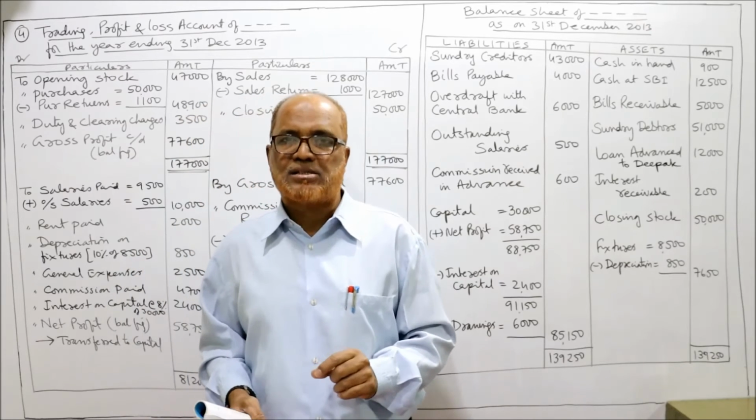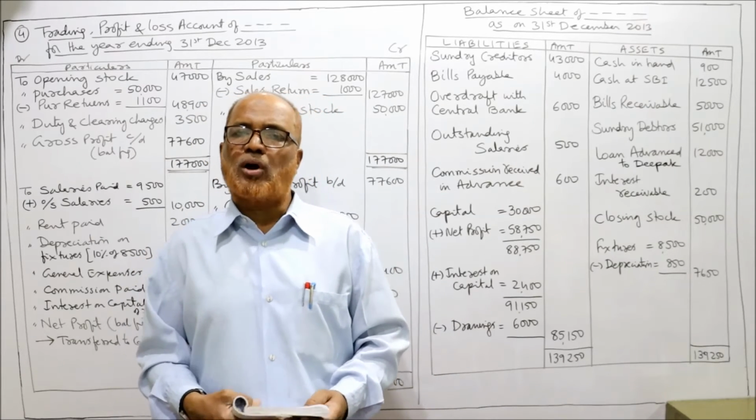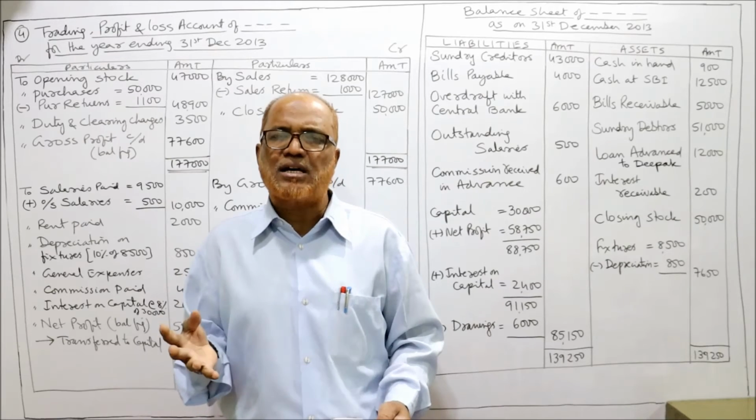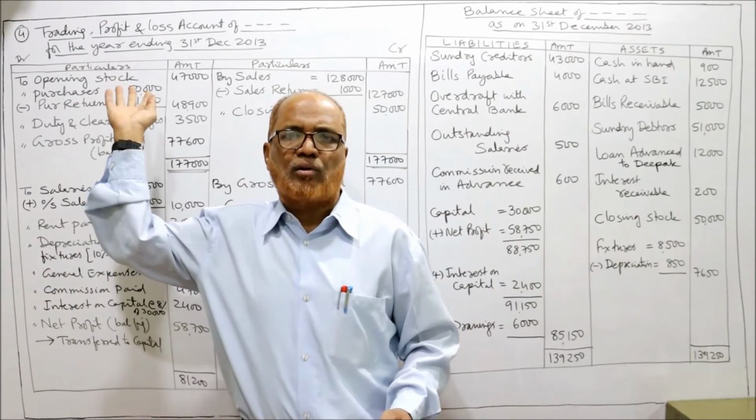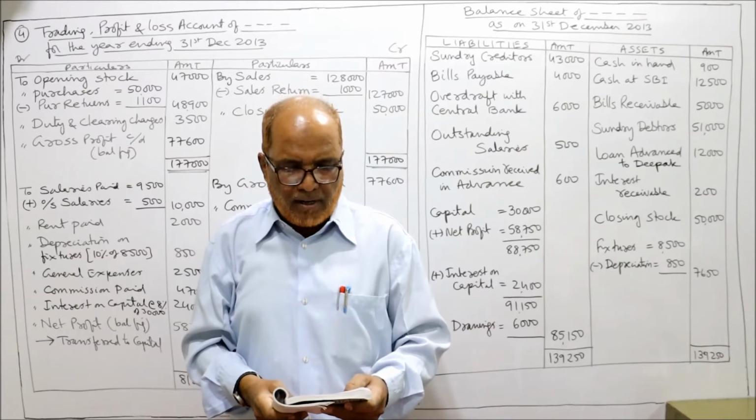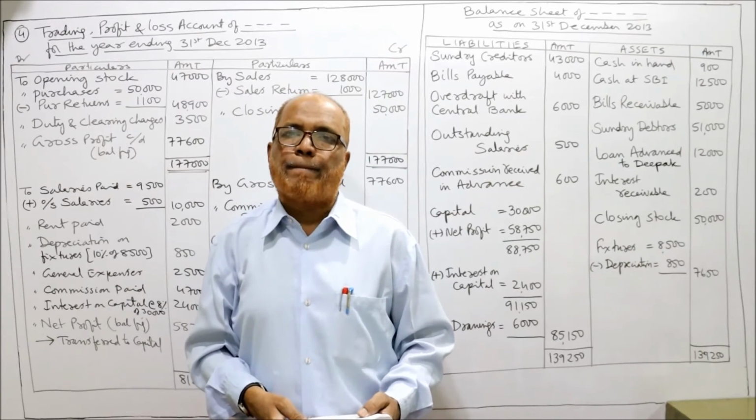Now we'll see the adjustments. The first adjustment, closing stock, as usual. The easiest adjustment is closing stock. It will appear twice in every problem. Trading account, credit side, balance sheet, asset side. Finished.